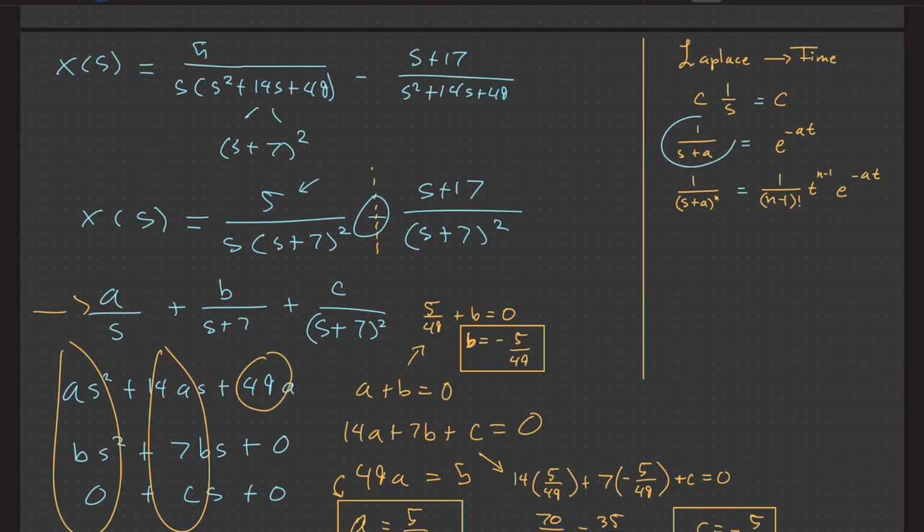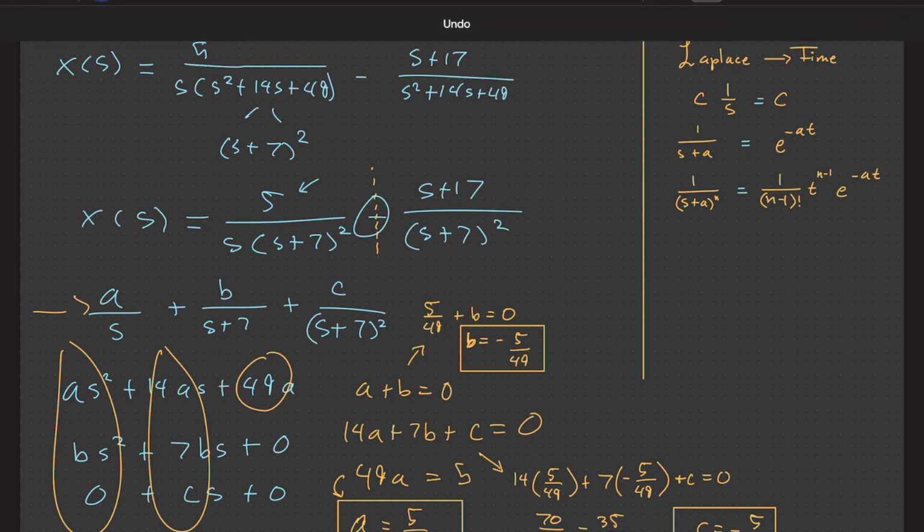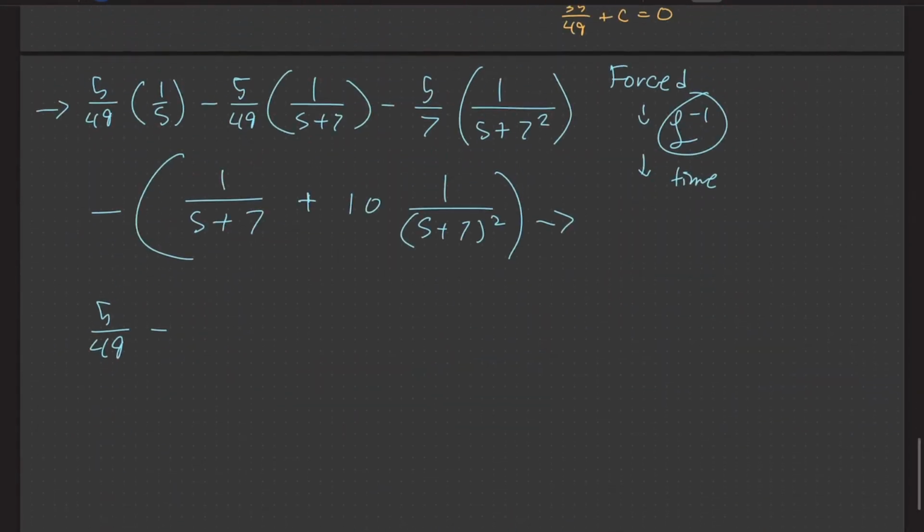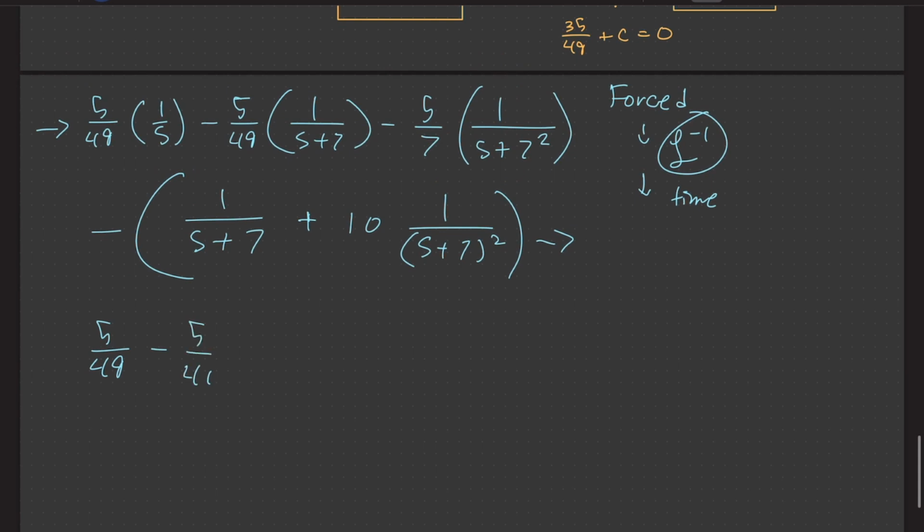So if we can see here, 1 over s plus 7 is 1 over s plus a, and the form that takes is e to the negative at. Okay, so the 7 is going to go to the power. We're going to see minus 5 over 49 e to the negative 7t.